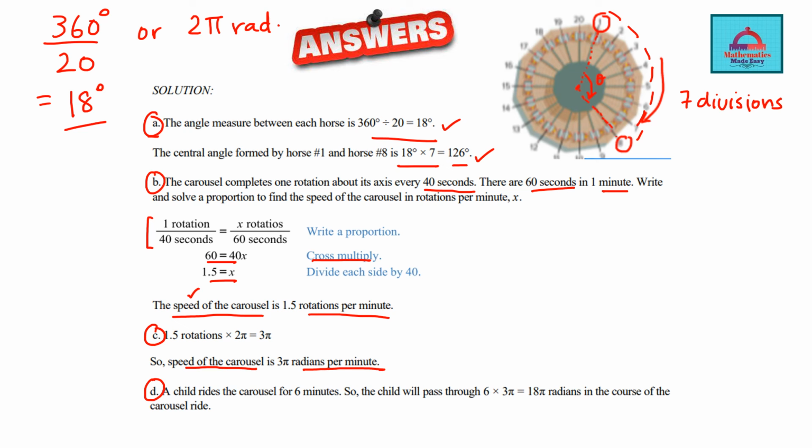Last but not the least, you need to find how many radians the child rotates. So the child is riding for how many minutes? 6 minutes. And in 1 minute, how much is the rotation? 3 pi. So in 6 minutes, how much will it be? So easy. Just remember that thing which I tell you. If you buy a pen for 10 dirhams and you want to buy 5 pens, how much? You just multiply, 5 multiplied by 10, 50 dirhams. So similarly, in 1 minute it is moving by 3 pi radians. So in 6 minutes it will move how much? Just multiply them both and you get 18 pi radians in the course of the carousel ride.